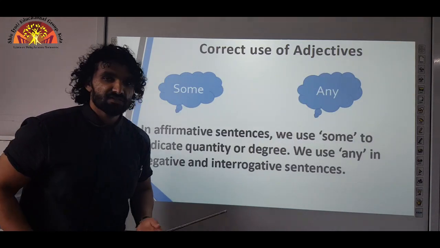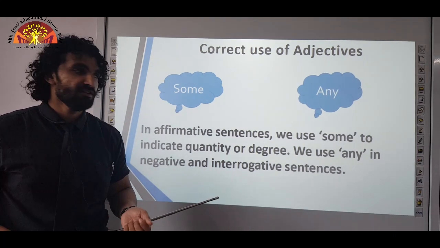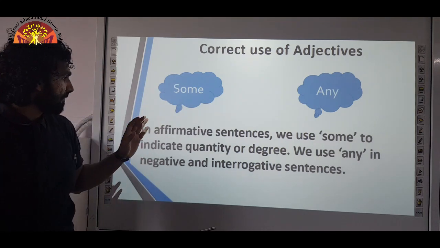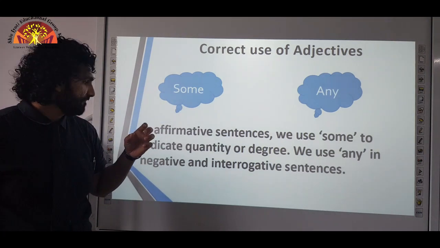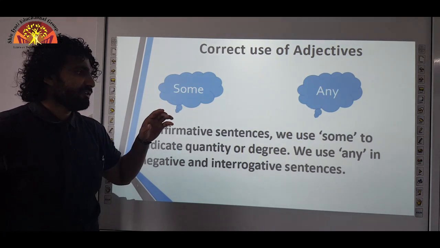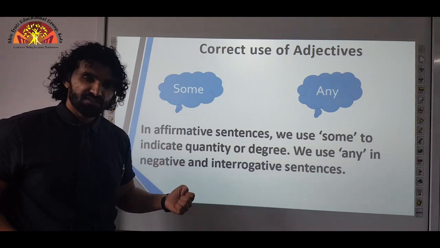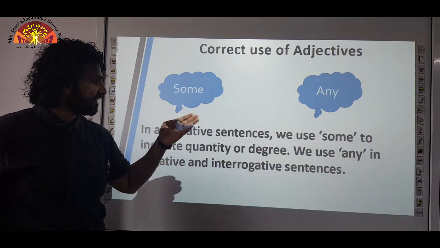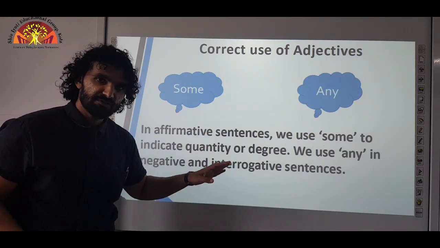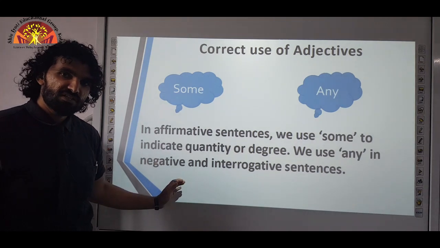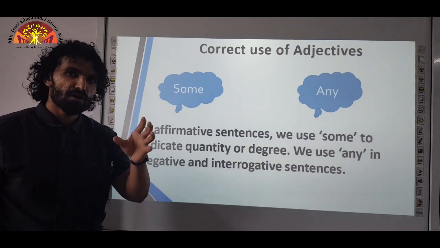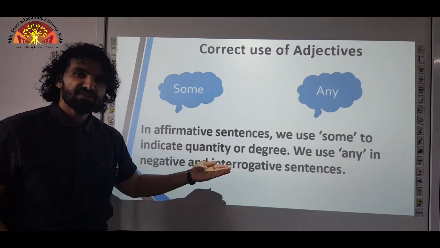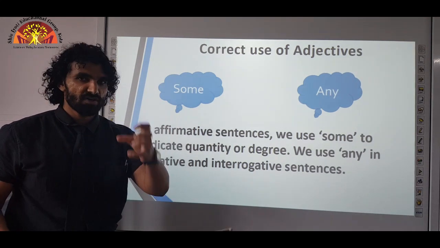Now we are going to discuss the correct use of adjectives, especially some and any. In affirmative sentences we use some to indicate quantity or degree, and we use any in negative and interrogative sentences. Now you might be wondering what negative sentences and interrogative sentences are. Let me tell you. Negative sentences are those sentences that have no or not in them. You will get it on the next slide, don't worry. And interrogative sentences are the sentences that ask questions.